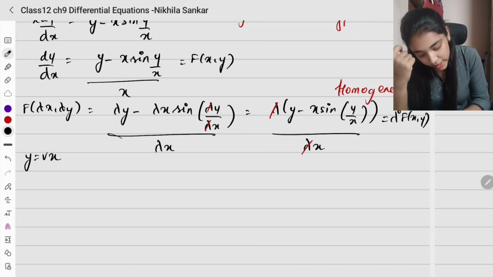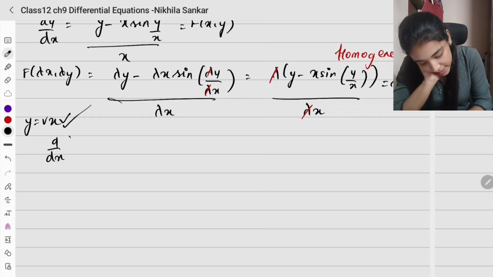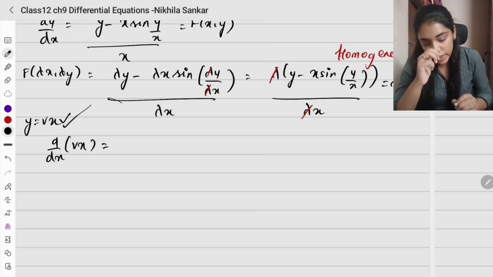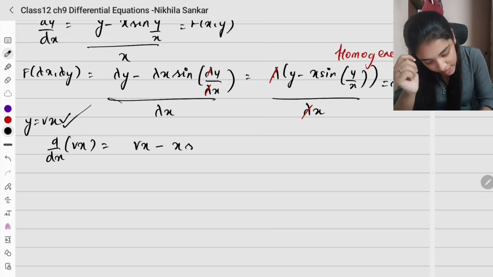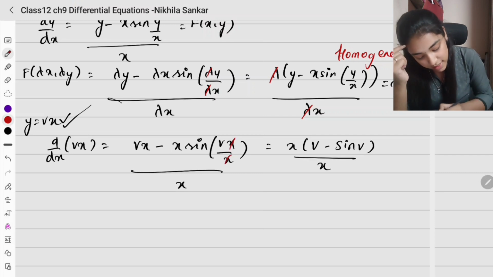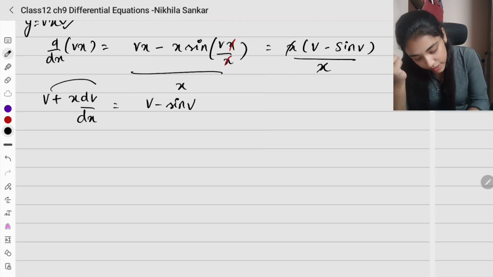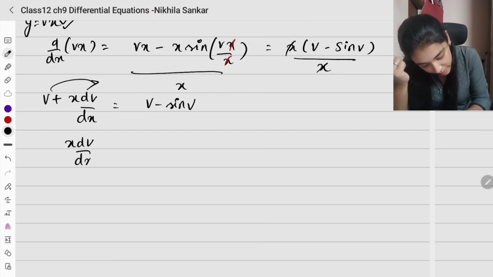Now substitution y equals vx. This step is very important. Now d by dx of vx equals, for y I am going to substitute, so I have vx minus x times sine of vx divided by x, the whole divided by x. Taking x common, v minus sine v divided by x. This x and this x cancel. What is on the left hand side? I have v dx by dx plus x dv by dx equals, here also x cancels, v minus sine v. Okay, the v goes to the other side. I'll be left with x dv by dx equals v minus sine v minus v.